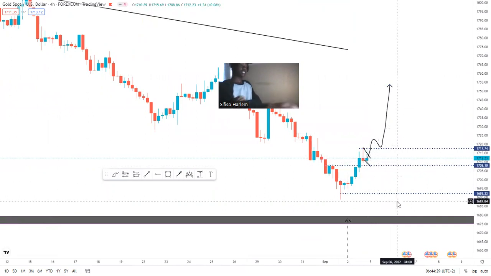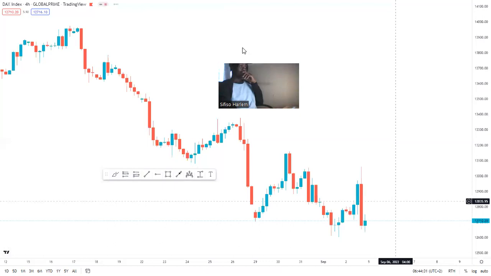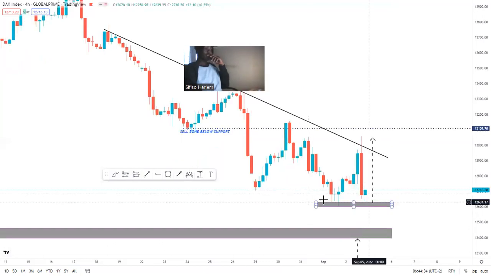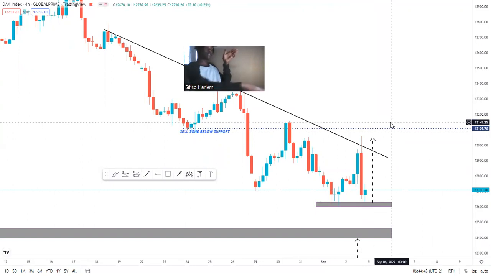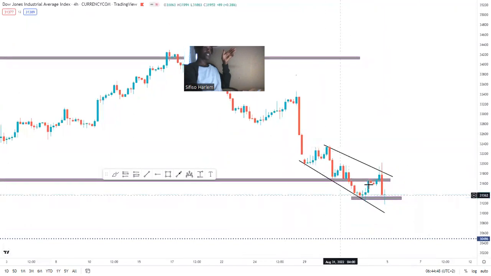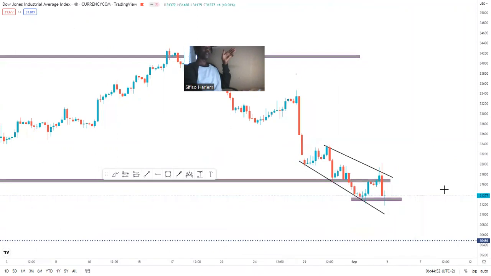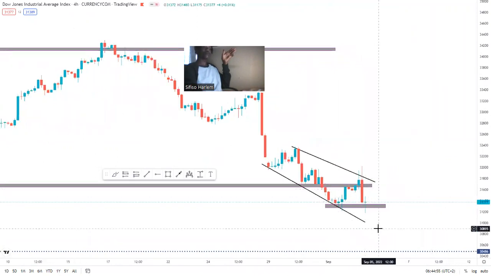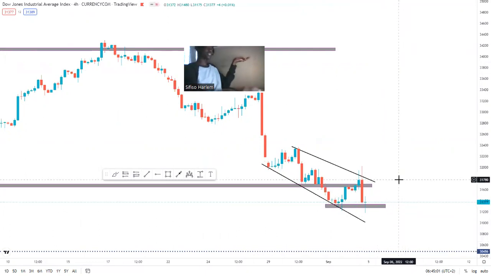to the downside. So on German 30, same as the NAS, I have price printing out a double bottom. We can simply wait for price to break the double bottom, continue to the downside, or to react off of it and continue moving to the upside. US 30 is just the same as the NAS. Price did bring out a double top, double bottom. We can simply wait for price to break the lows, continue moving to the downside, or for price to react off of the lows and continue giving us a bullish momentum and move to the upside.